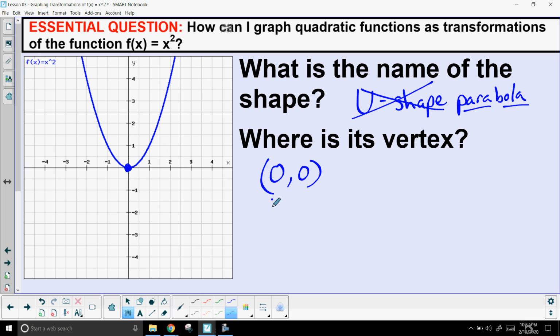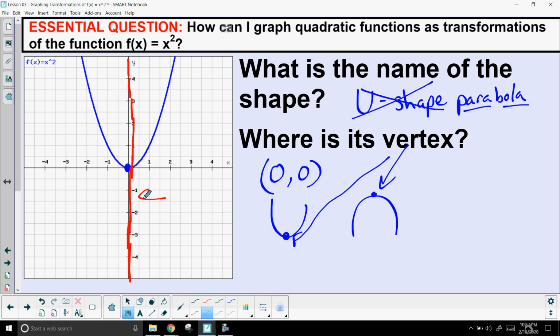It's always going to be the lowest point of a parabola or the highest point of a parabola. We'll have examples later. Oh, fun fact: this, make it red, this is the axis of symmetry. It goes straight through the vertex. Yes, this is the y-axis. The equation for the y-axis is x equals 0. For every point on this line, x is going to equal 0.